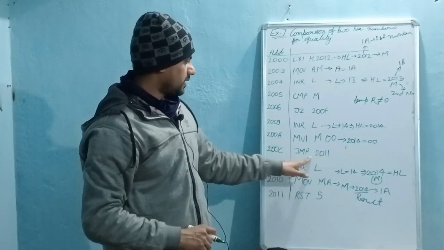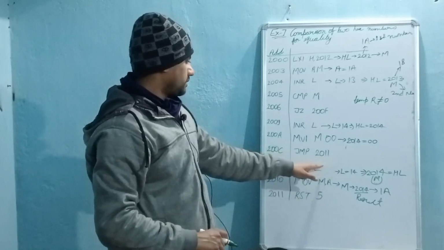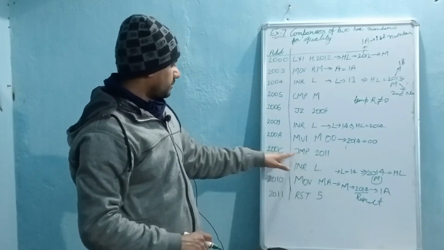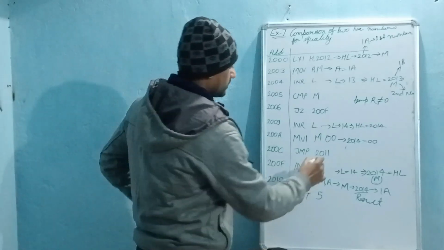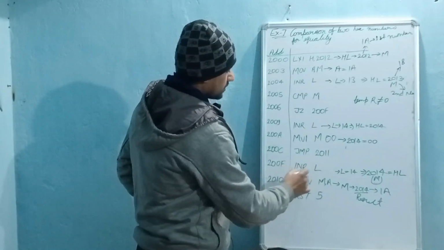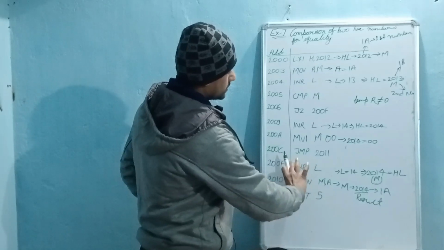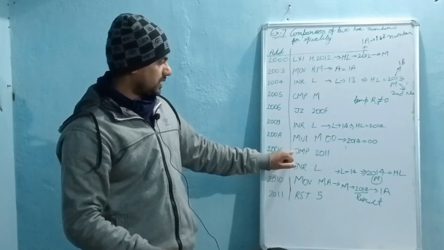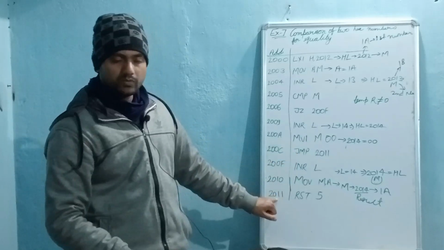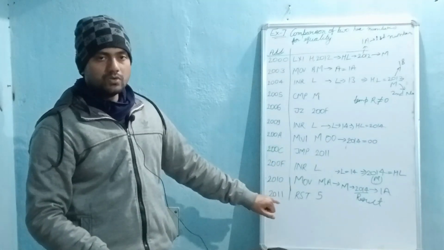It means directly jump to 2011. So jump to where it is 2011, so this one is 2011. So it will not process this instruction, and these two instructions are also going to be skipped by the processor, because this instruction directly jumps to that memory location, that is 2011.